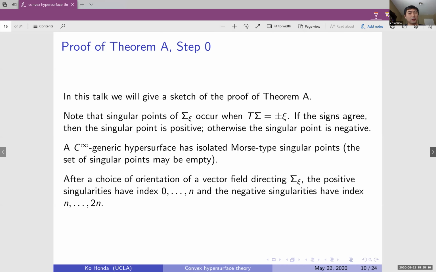And after a choice of orientation of a vector field directing the characteristic foliation, the positive singularities have indices 0 through n, and the negative singularities have indices n to 2n. Basically this is roughly the same kind of index calculation that says if you have a Weinstein domain of dimension 2n, then all the singular points have index at most n. It's basically the same calculation.